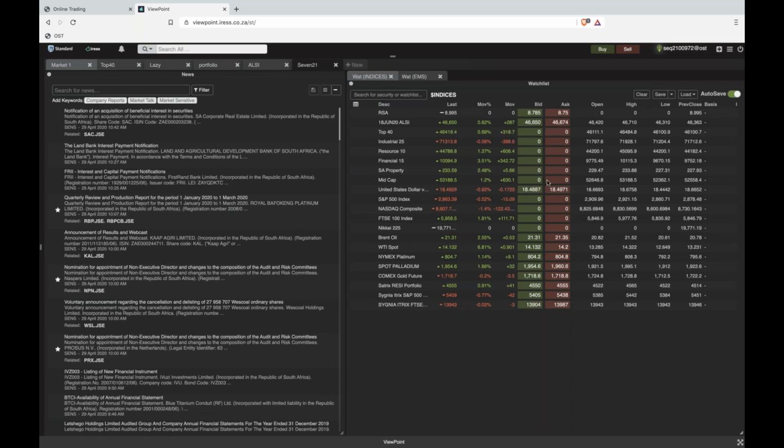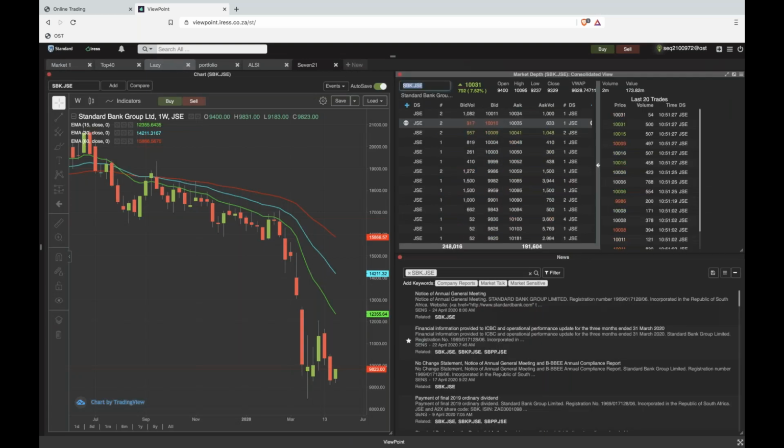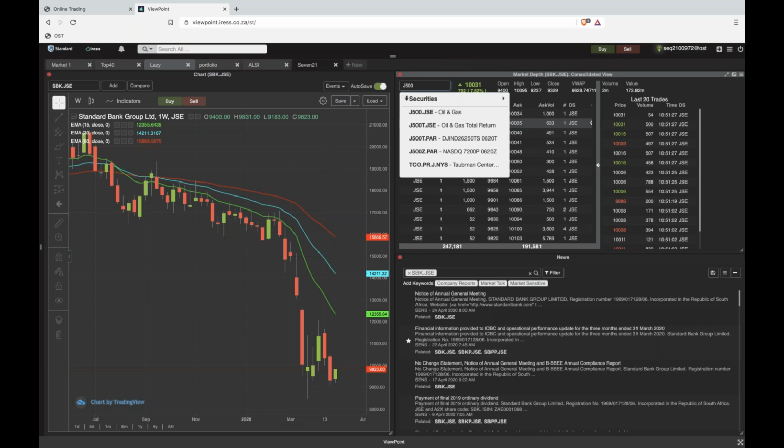Andy, you're asking about the share J500. I see the chart, however, unable to purchase. I honestly don't know what the J500 is, so let's find out. So J500 is the oil and gas. What you're looking at starts with a J, which tells you it's an index. So J500.JSC is an index.